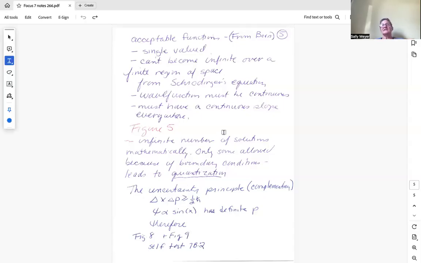So when we look at solving Schrodinger's equation, we'll look at all the mathematical functions that are possible, but then we're going to have to take into account that we can only use the ones that make physical sense. So single valued, can't become infinite, continuous, and a continuous slope or first derivative. When we solve Schrodinger's equation next, we'll see that you get an infinite number of solutions mathematically, but only some are allowed because of the boundary conditions, and this leads to quantization. So that's going to be absolutely critical.